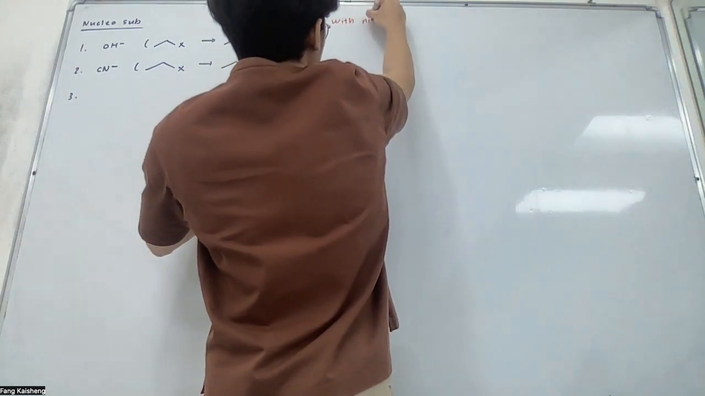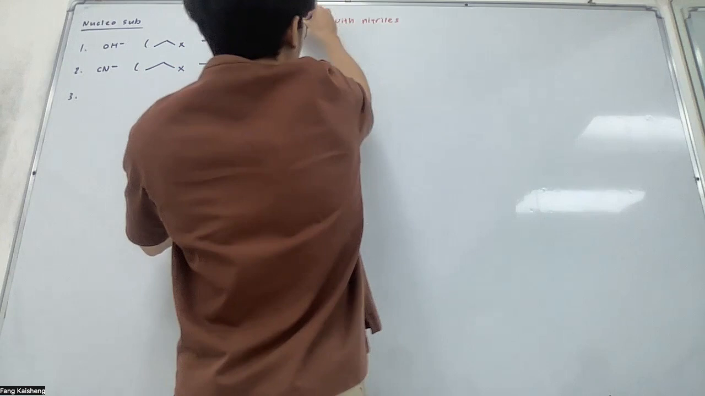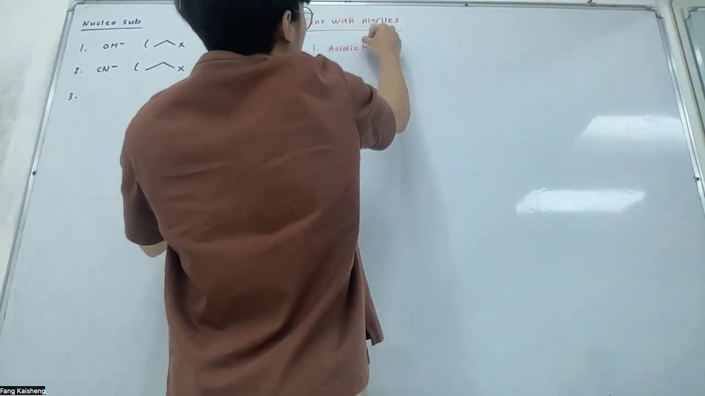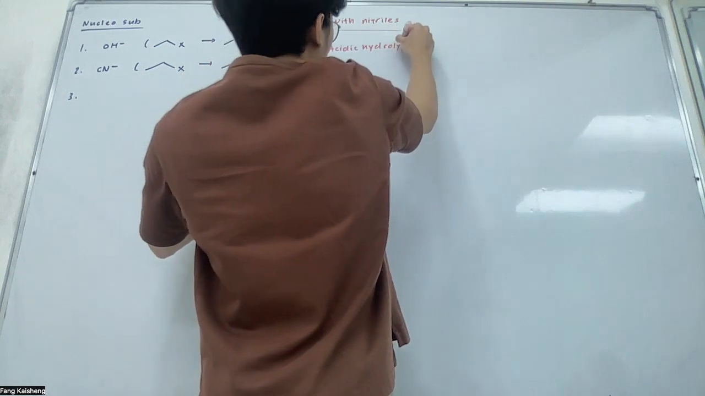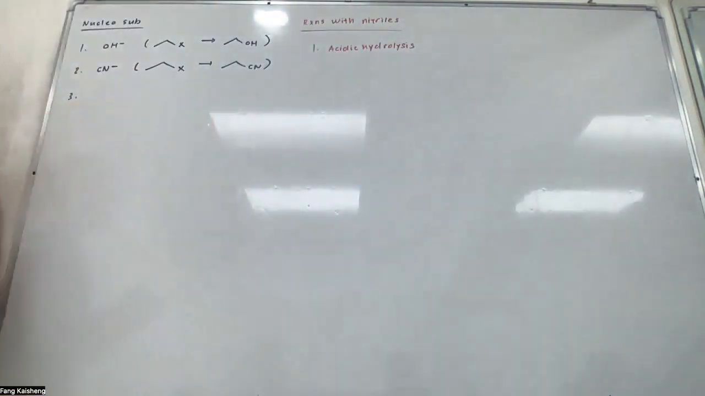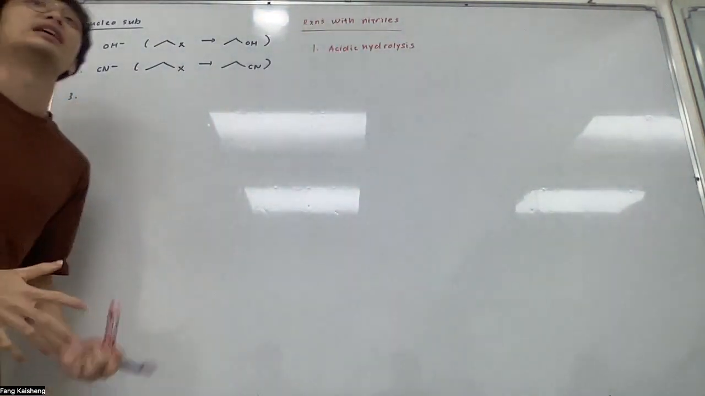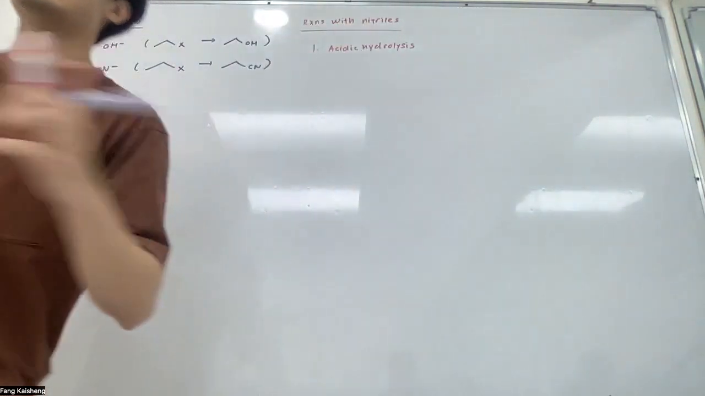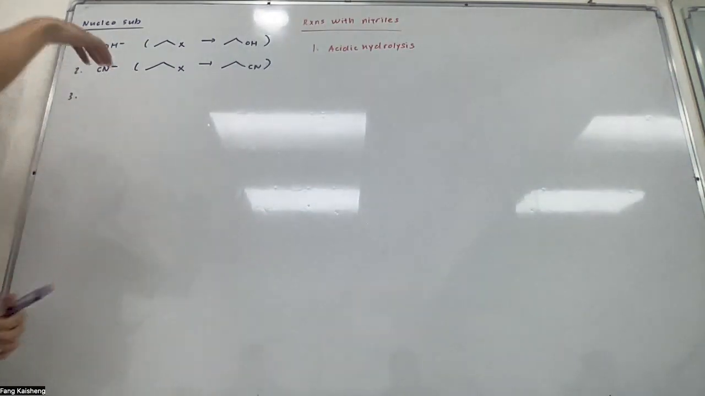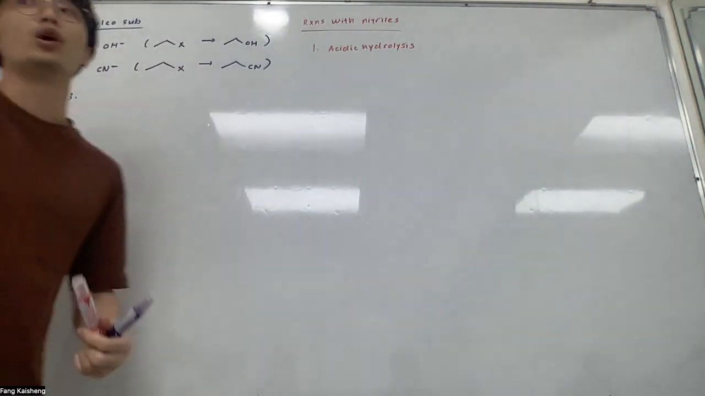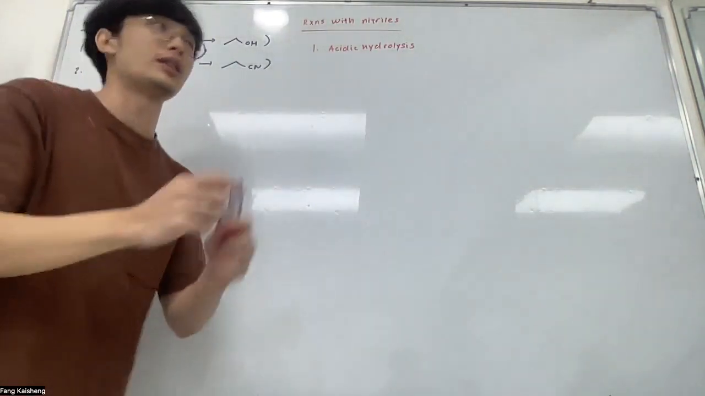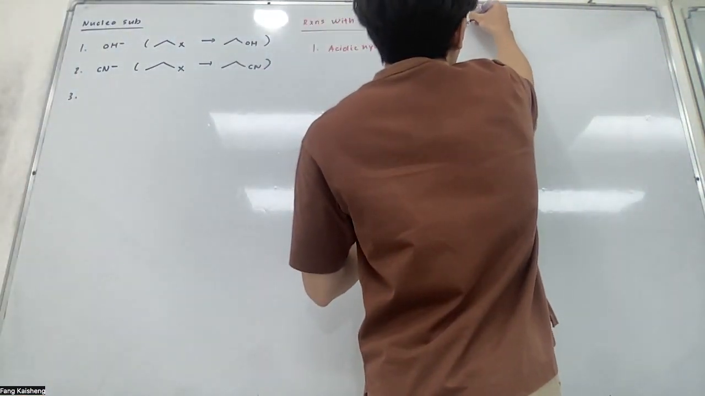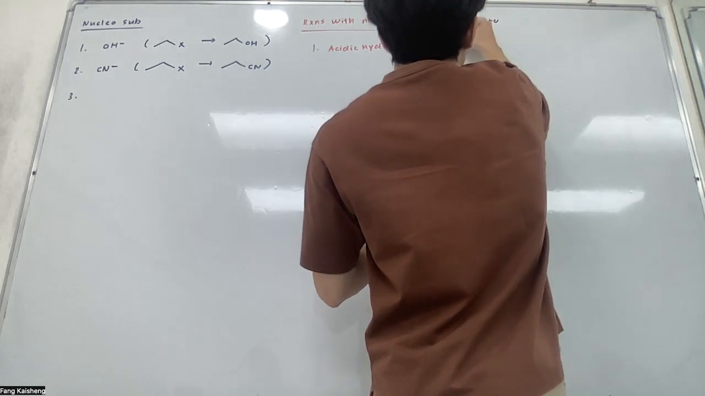Again, let's just go through this one more time. 3 very important reactions. The first one is called acidic hydrolysis. Remember, I gave you the definition of hydrolysis in organic chemistry. Hydrolysis involves what species? Hydro means water. You use water to break bonds. That was the definition of hydrolysis.